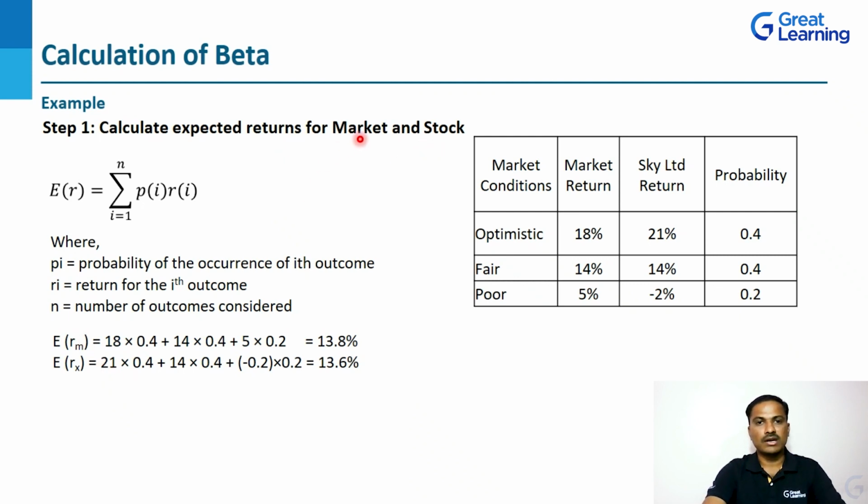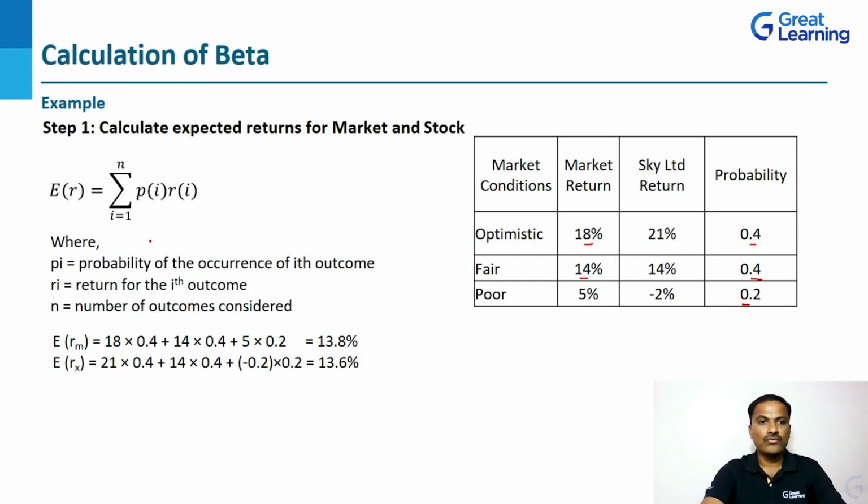First, we will see the expected returns for market. So what is the formula? Probability into return. So first we will see this pair, market return and probability. You see 18 into 0.4. So 18 is the market return, probability is 0.4. 14 into 0.4. 5 into 0.2. So we have multiplied, and the result is 13.8. So what is 13.8? It is the expected market return.